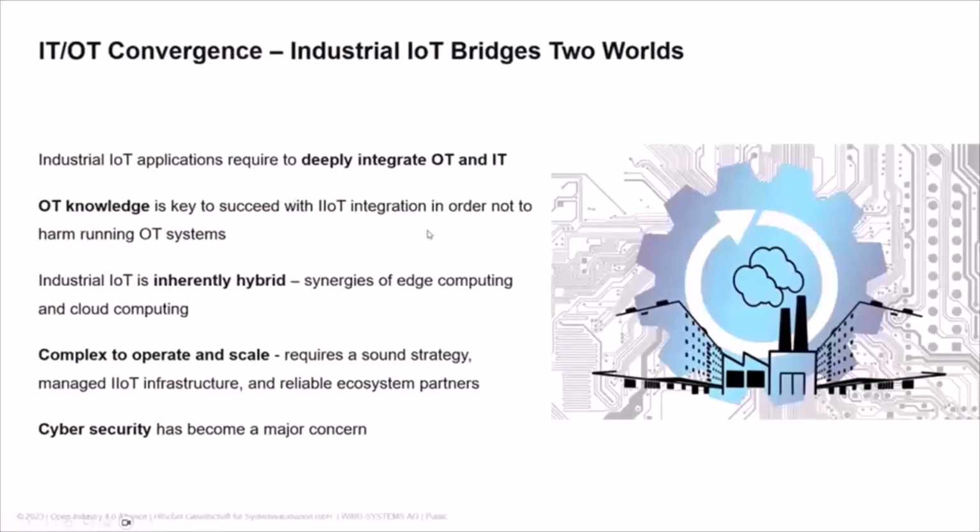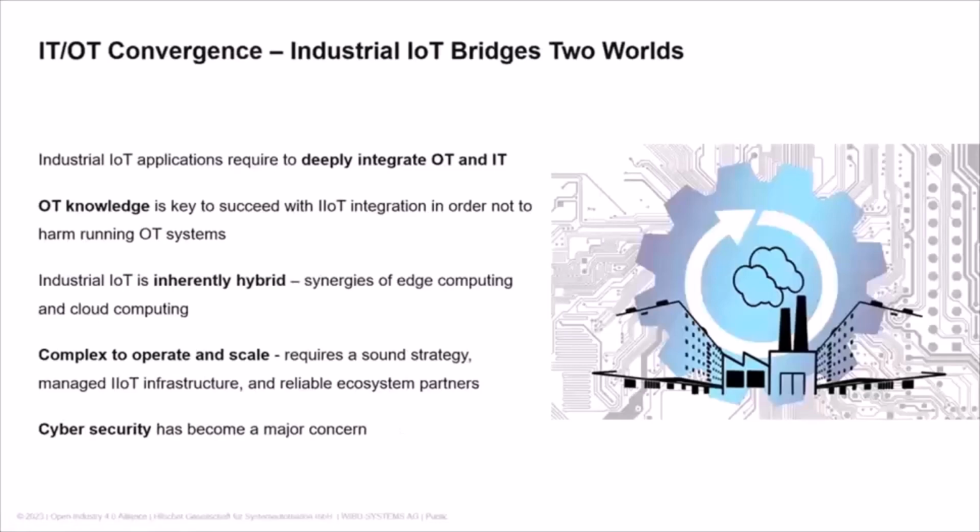You need to understand what your production line is basically doing in order not to harm your running systems. On the other hand, the whole system altogether is inherently hybrid, which means there's an IT and an OT that really need to interact in a certain way, specifically talking about edge computing and cloud computing. And it's complex, so it requires a good strategy when you start, and it also needs managed IoT infrastructure and a reliable ecosystem of partners that really contribute to the success. And one thing which will be covered later on by Rüdiger is also the topic of cybersecurity, specifically when we talk about apps later on.